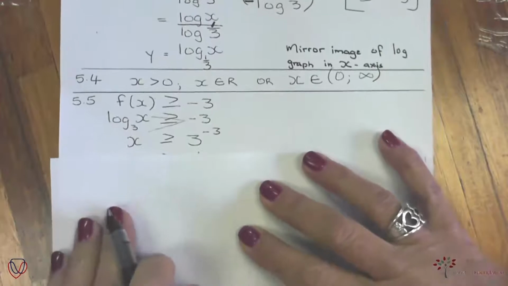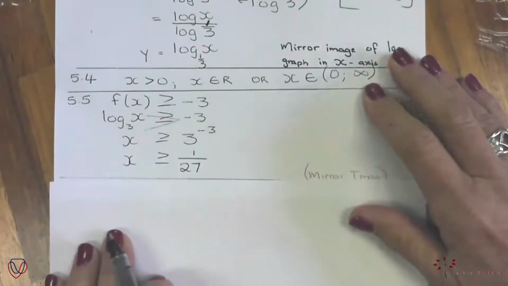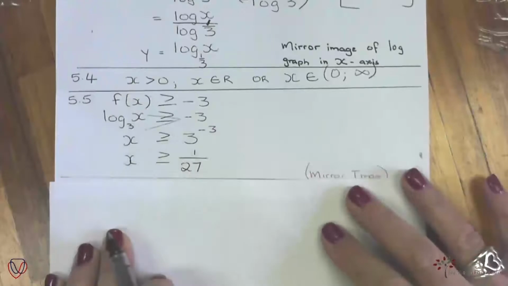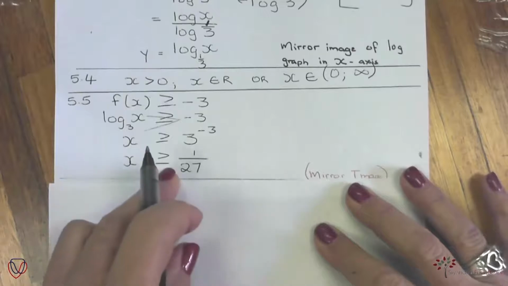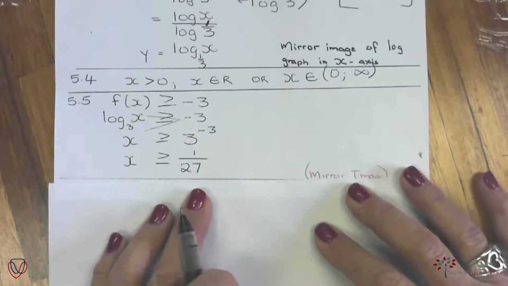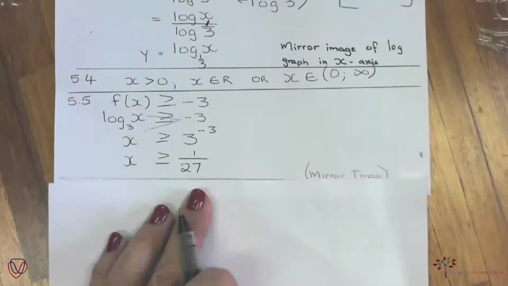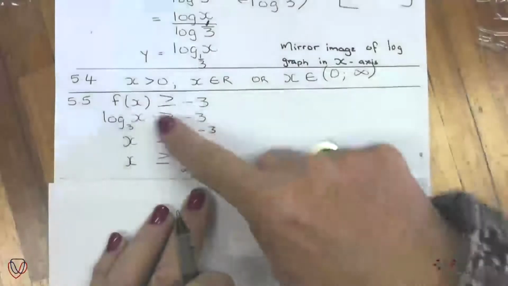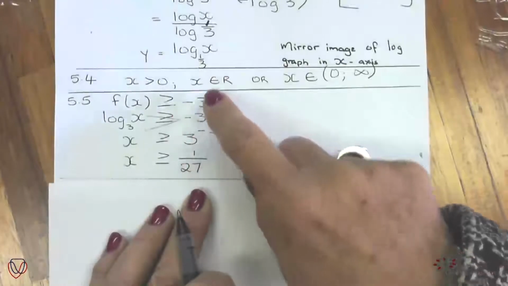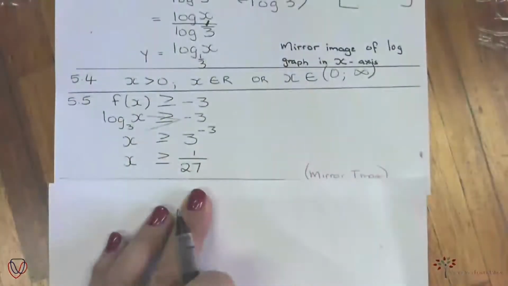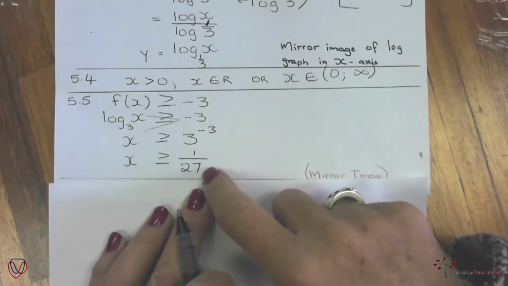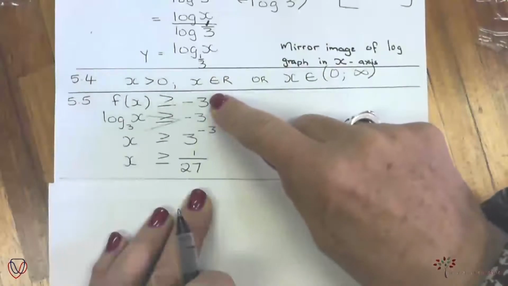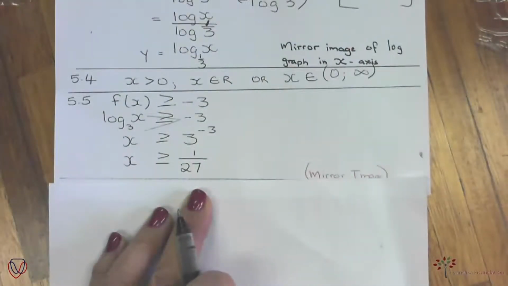You say 3 to the power negative 3 will be equal to x. You've got it? Okay, people. So then it means this 3 to the power negative 3 will become 1 over 3 cubed, and that is 1 over 27. So x larger than 1 over 27. From there onwards, your graph of f will be larger than negative 3. Remember, this is the y value. Remember that. So at this x value, your graph will be larger than negative 3. Got it? Hope so.